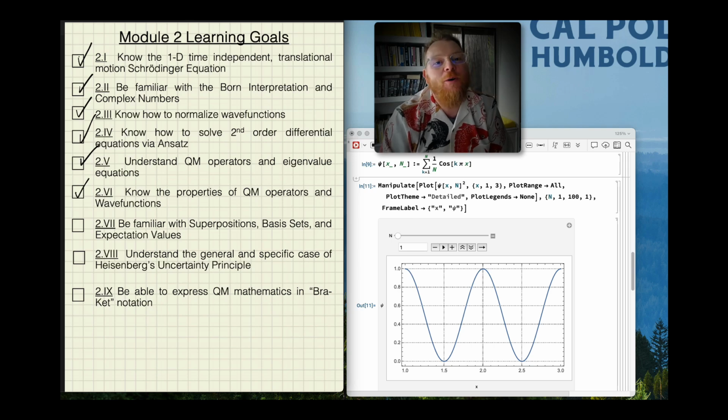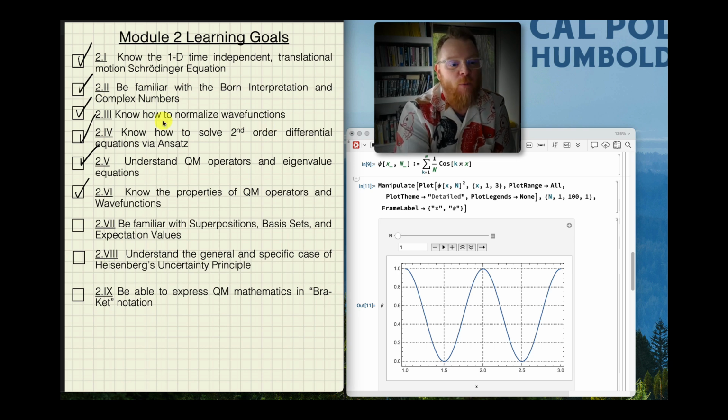Okay, folks, learning goal 7. We're going to get real weird now talking about superpositions, basis sets, and expectation values. This will probably be another pretty heavy one, but we can do it.